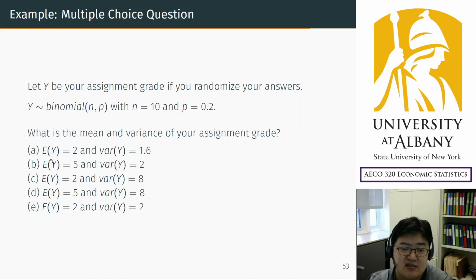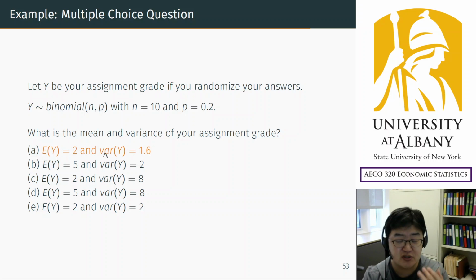Then the mean is 10 times 0.2, which is 2. So it's either A, C, or E. And the variance is n times p times 1 minus p. The failure probability is 0.8. So you multiply 10 times 0.2 times 0.8. Then the variance is 1.6. So the answer is A, right? It's pretty straightforward if you just take the formula and plug in the parameters.